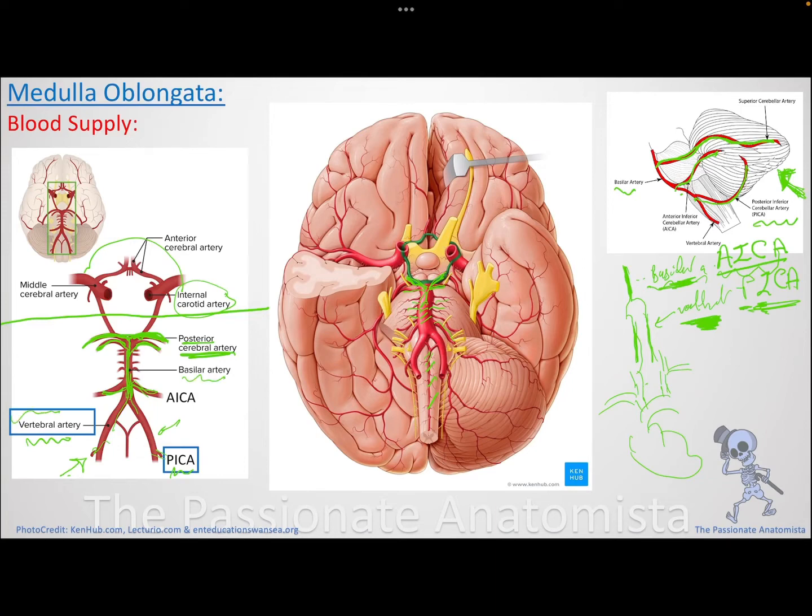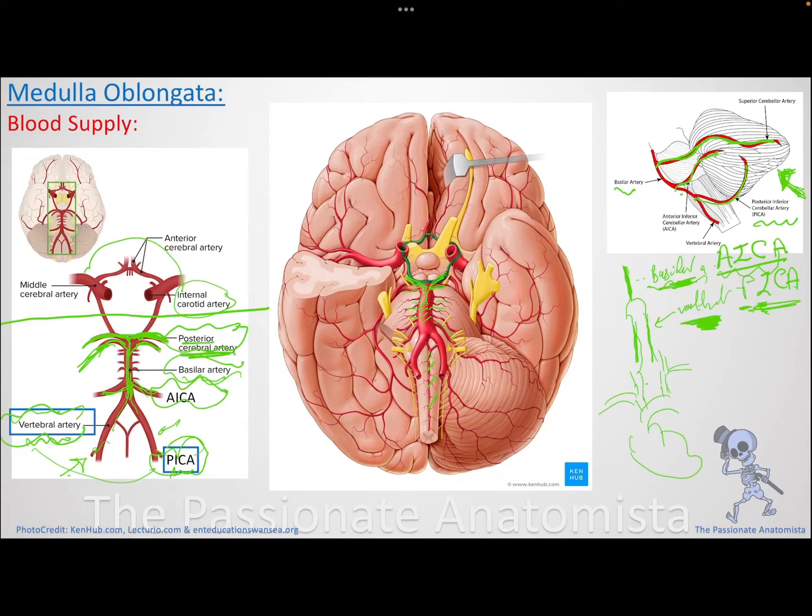Okay? So we had the vertebral and each branch for the medulla, the PICA. And then we have the basilar and the AICA for the pons. And then the last terminal branches of the basilar, which are the superior cerebellar, it's not written here, and the posterior cerebral for the midbrain. Okay, so by now everyone knows the blood supply of the whole brainstem.